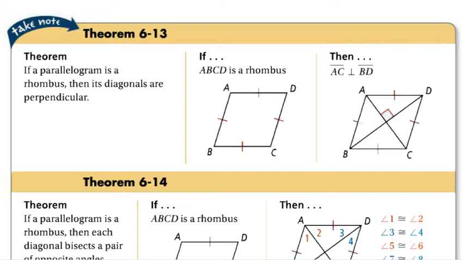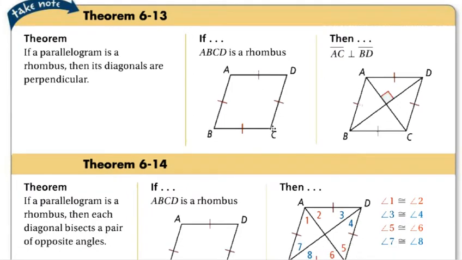Here are a couple of theorems that we will be using. If we have a parallelogram and we know that the four sides are congruent, if it's a rhombus, then we know that the diagonals are perpendicular to each other. We know that diagonals AC and BD are perpendicular, which means all of these would be right angles.